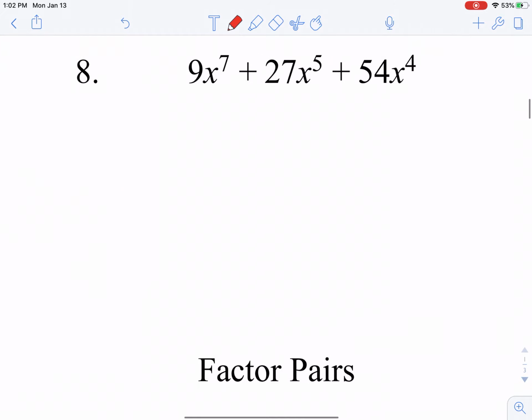Okay, so I'm going to do the same thing for number 8. Maybe try to pause the video and work this one out on your own and then check your answer with mine. So I'm going to go ahead and do 8 and 9 together at the same time, and then y'all can just check your work.